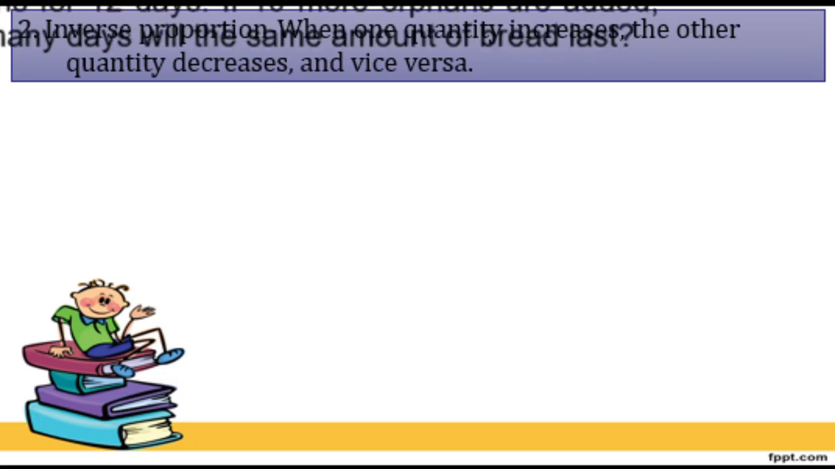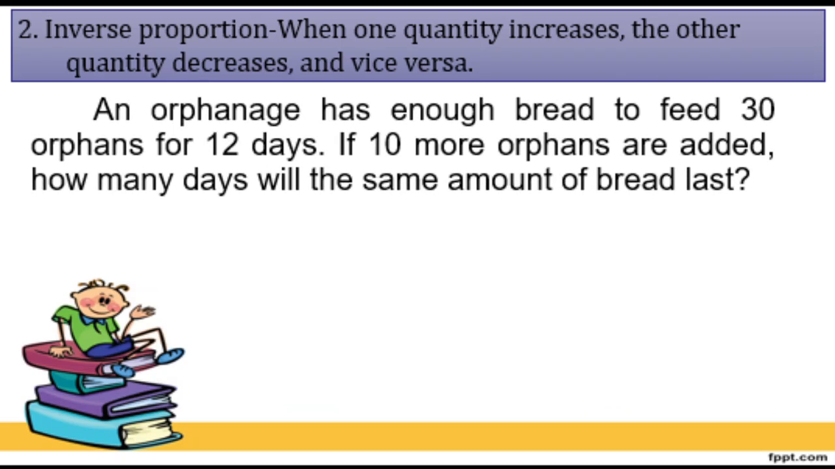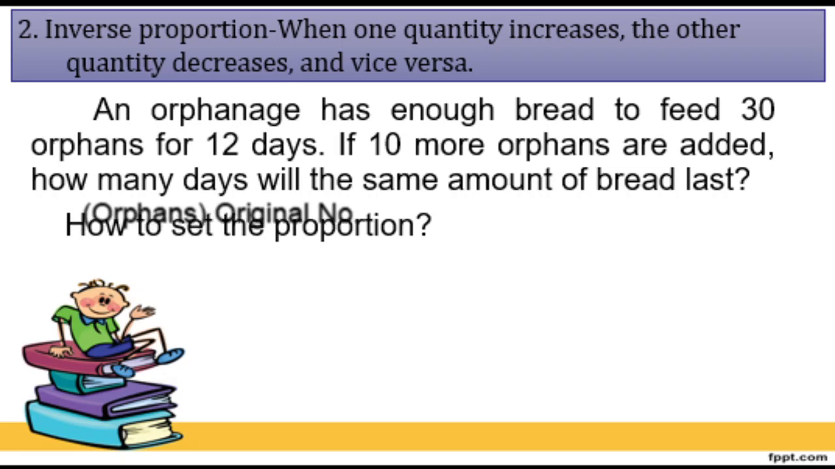To give you an example, an orphanage has enough bread to feed 30 orphans for 12 days. If 10 more orphans are added, how many days will the same amount of bread last? So let us give the details on this problem. Of course, how do we set the proportion?